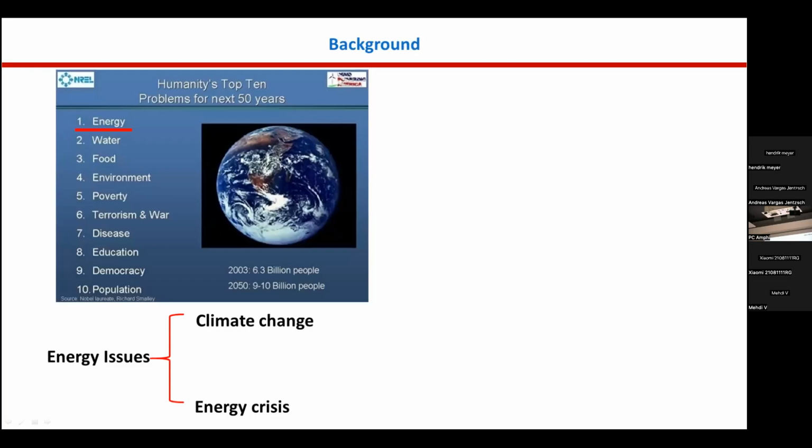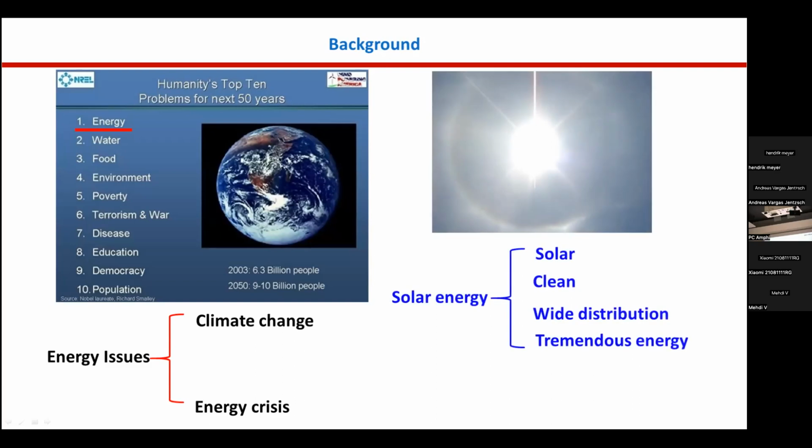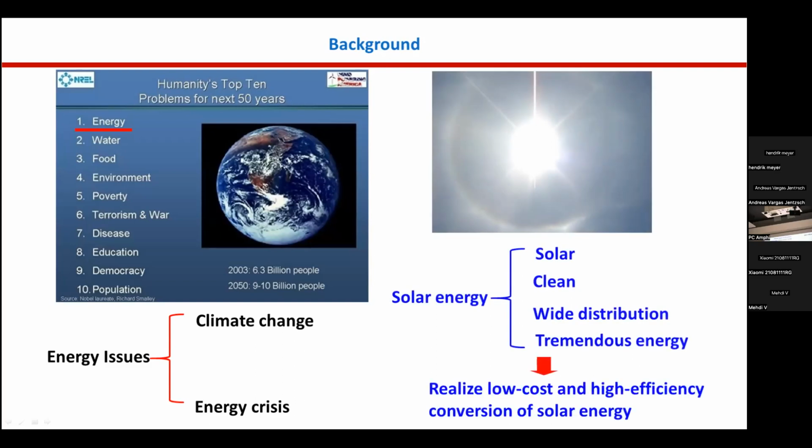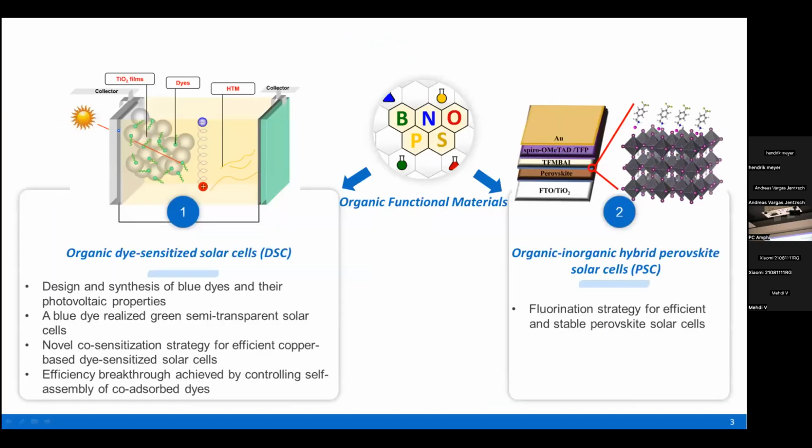As we know, since the industrial revolution, the tremendous consumption of fossil fuels has led to climate change and the energy crisis. So photovoltaics is one of the most effective approaches to addressing this scientific issue. Driven by this motivation, I have mainly focused on the design and synthesis of organic functional materials and studied their application in organic dye-sensitized solar cells and organic-inorganic hybrid perovskite solar cells.